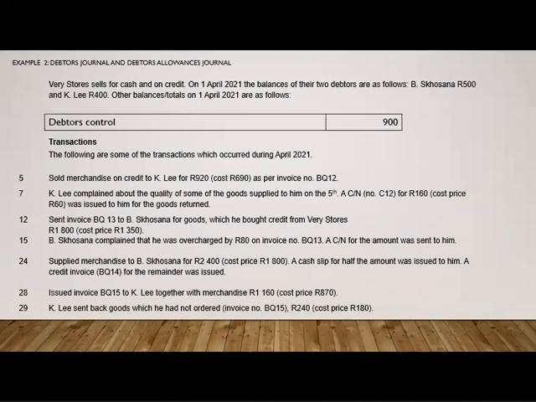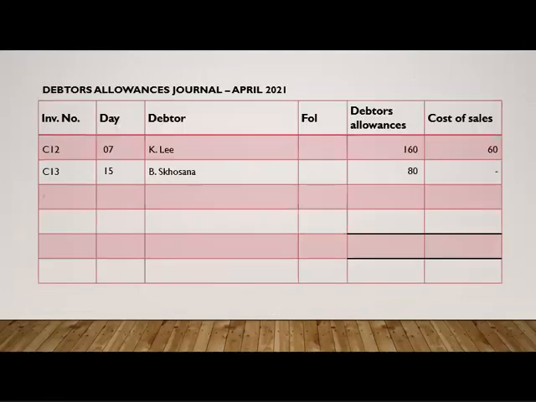And then on the 29th, it says Kaylee sent back goods which he had not ordered. For those goods that were not ordered, they gave us the selling price of the goods, which is 240. The cost price of those goods will be 180. That transaction will be recorded in the debtors allowances journal. It's not an allowance, therefore it will have cost of sales. So we'll have C14 Kaylee under debtors allowances, which is the selling price of goods returned. We will record 240 and the cost of sales will record 180. This was the last transaction. I'll just total everything up.